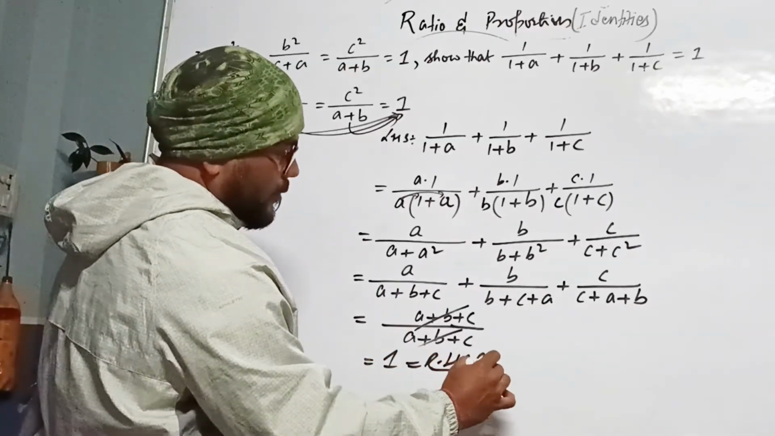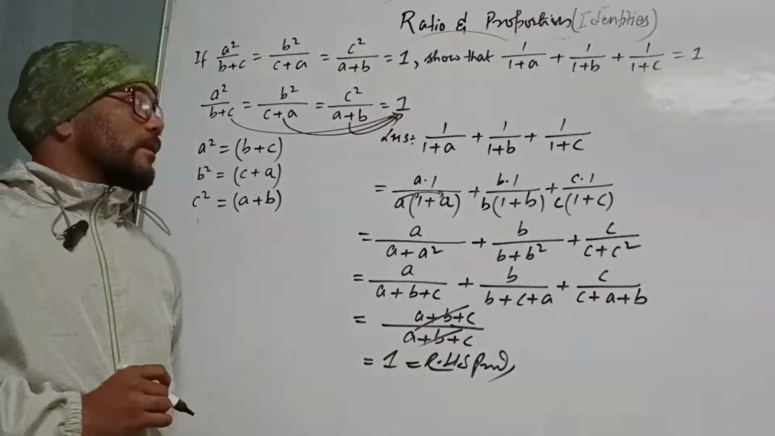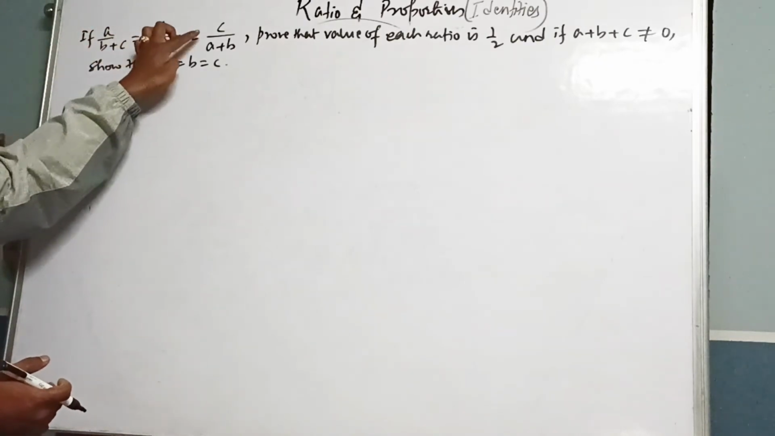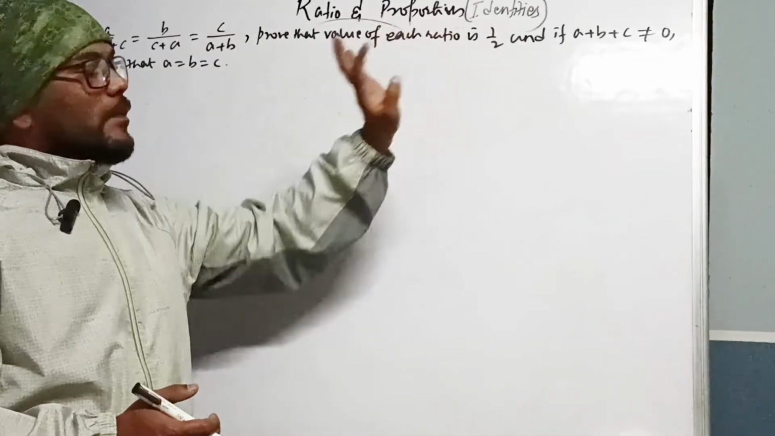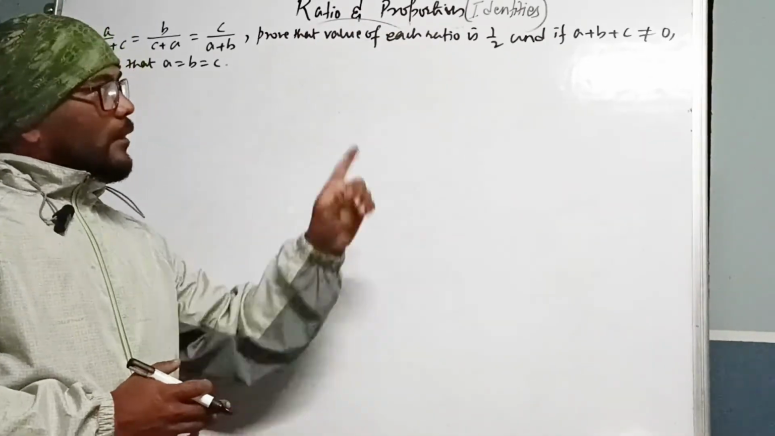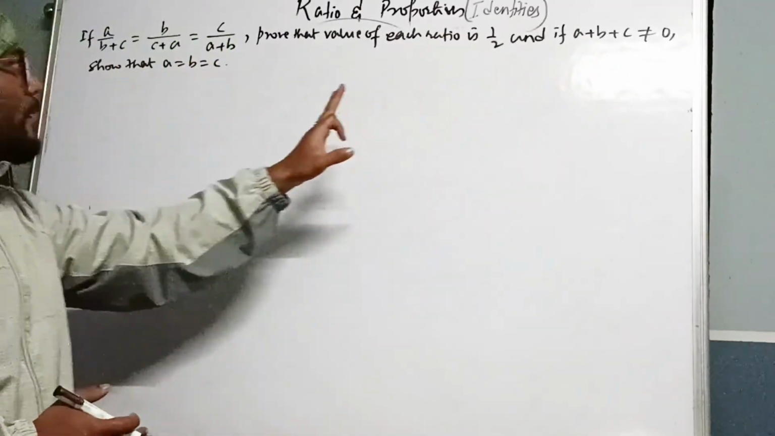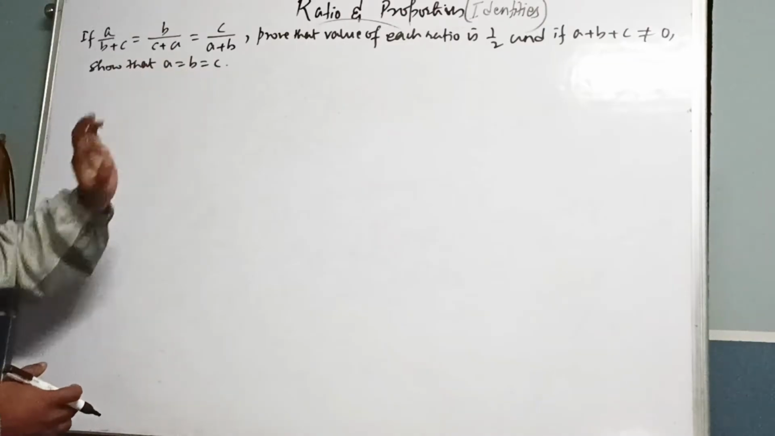This is also one of the very important questions: if a by (b plus c) equals b by (c plus a) equals c by (a plus b), prove that the value of each ratio is 1 by 2, or if a plus b plus c is not equal to 0, then you are supposed to show that a equals b equals c.